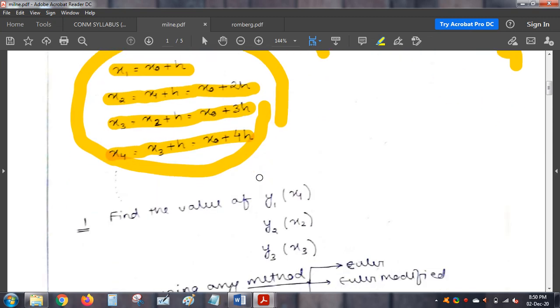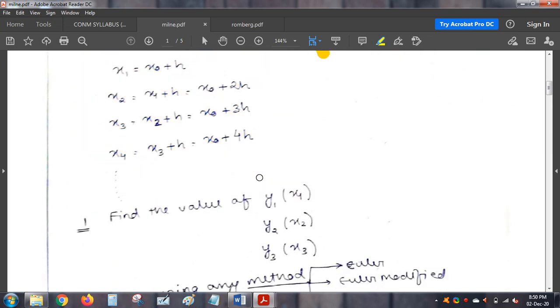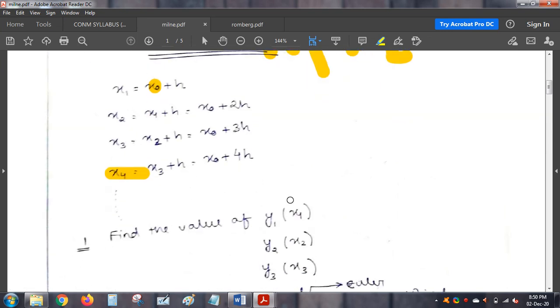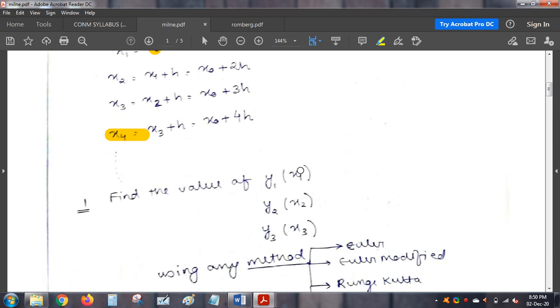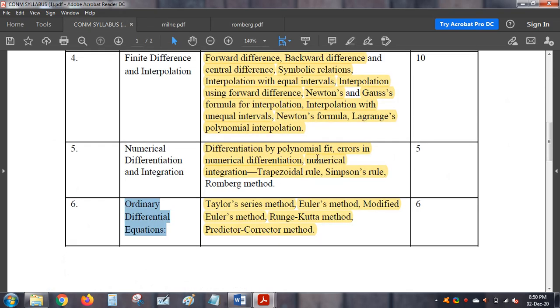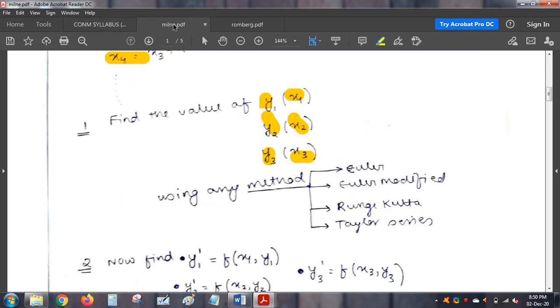So once you know this, suppose I have x0 as the initial point and I have divided into 4 parts. In that case, for the first three, x1, x2 and x3, you are going to calculate y1, y2 and y3 with the help of any of the methods that we have discussed till now: the Euler method, the modified Euler method, the Runge-Kutta method, or the Taylor series method. So use any of them in order to calculate your y1, y2, y3 and y4. So these y's will be calculated.